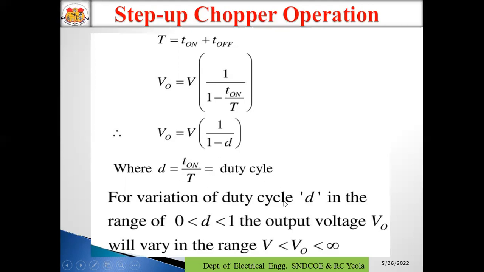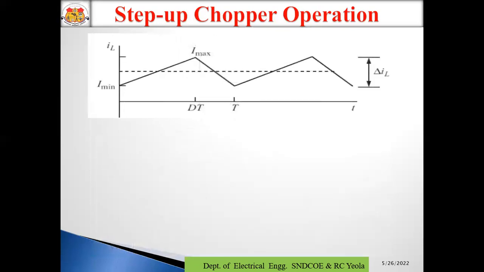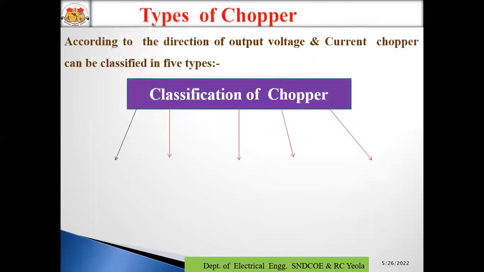For variation of the duty cycle D in the range of 0 to 1, the output voltage V0 will vary in the range of V to infinity. This is the concept of the step up chopper.